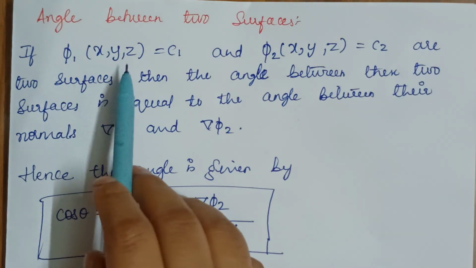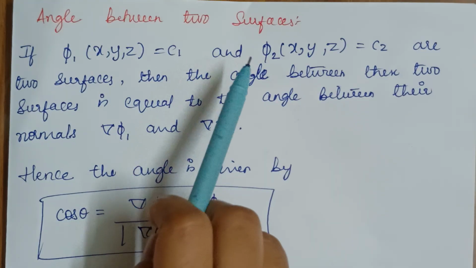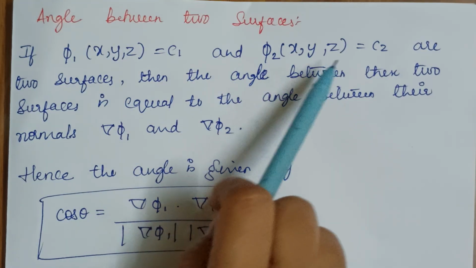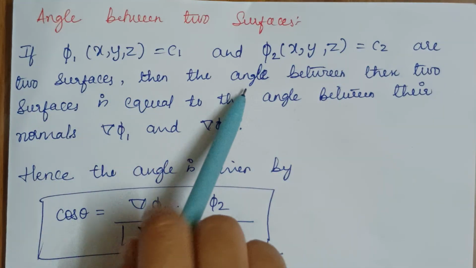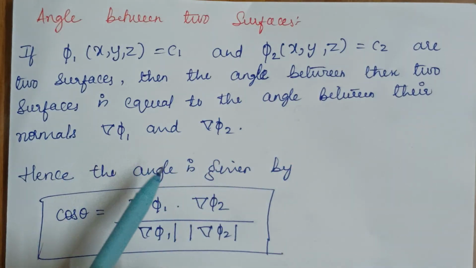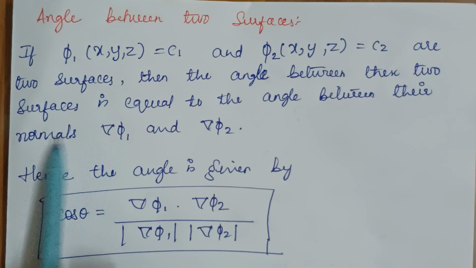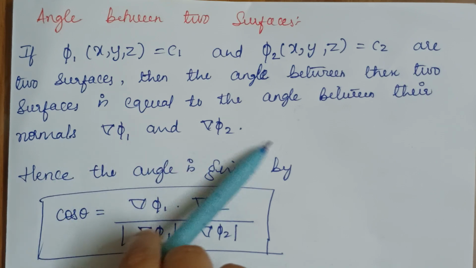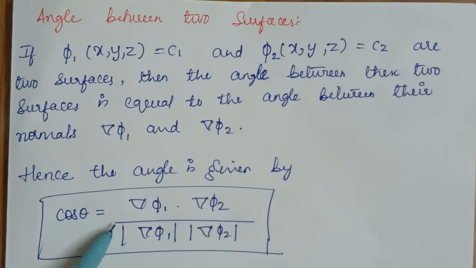So if phi 1 of x, y, z is equal to c1 and phi 2 of x, y, z is equal to c2 are the two surfaces, then the angle between these two surfaces is equal to the angle between their normals, that is del phi 1 and del phi 2. So hence that is given as cos theta is equal to del phi 1 dot del phi 2 divided by the magnitude of these two, that is |del phi 1| into |del phi 2|. So in the upcoming videos we'll be solving problems based on this formula.